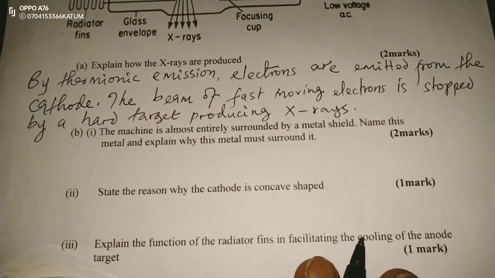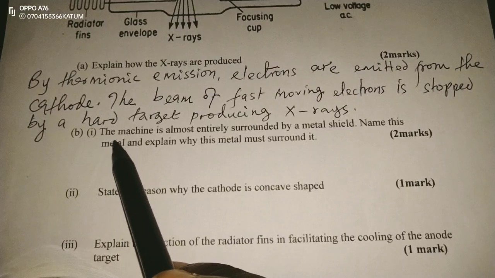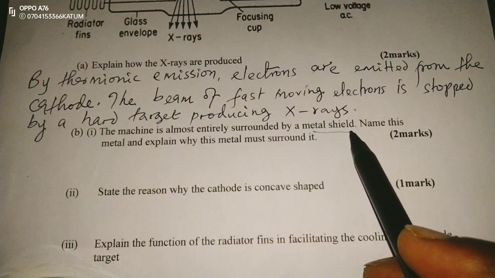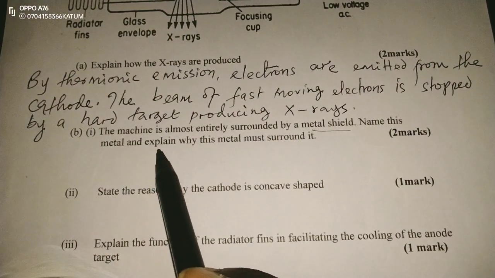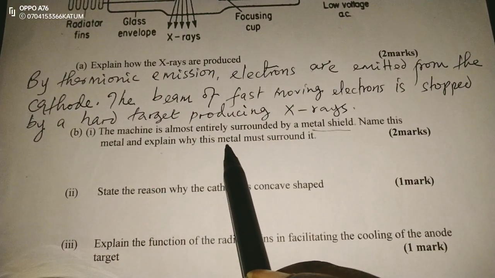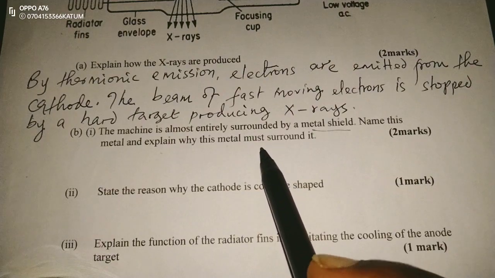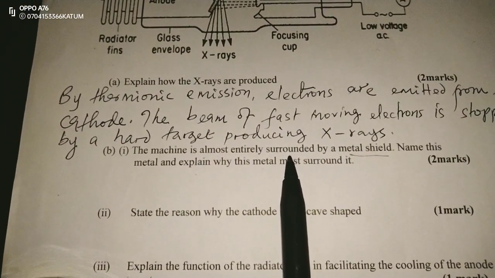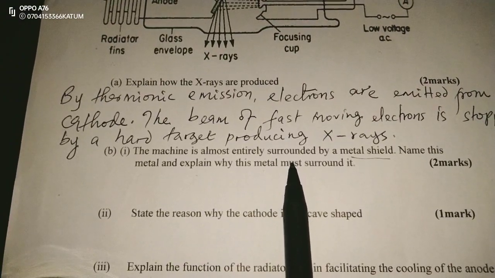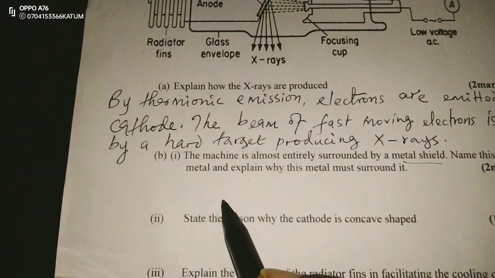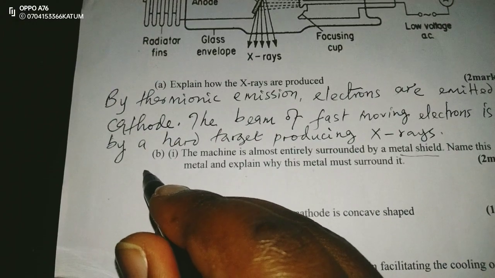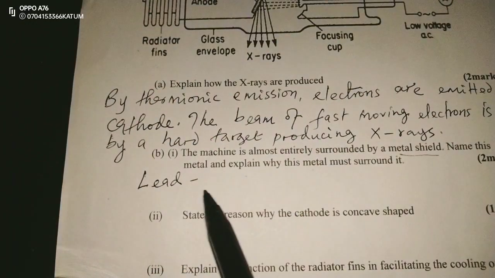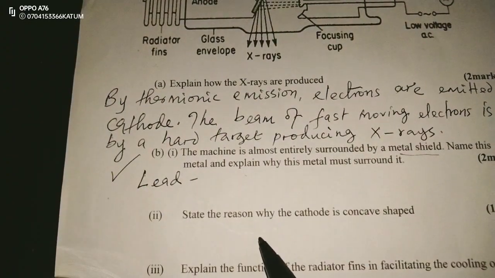In part B, we have part one, which says the machine is almost entirely surrounded by a metal shield. Name this metal and explain why this metal must surround it. Therefore, the metal that surrounds the X-ray machine is usually lead. First of all, we mention that it is lead.